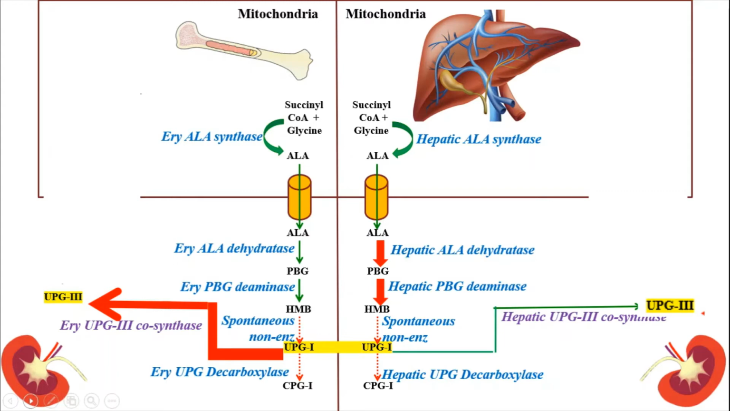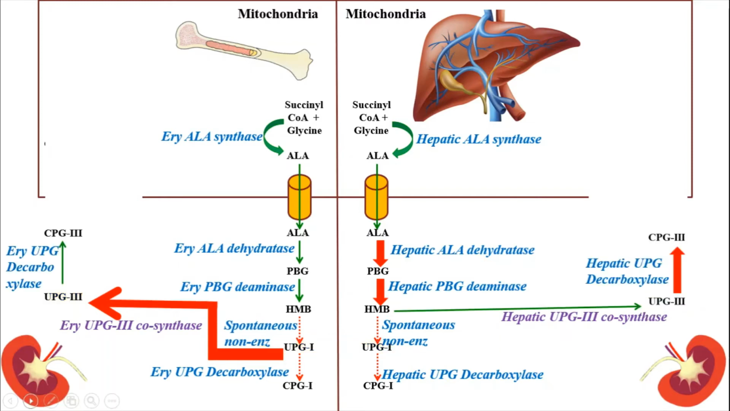So there is increased level of both UPG1 and CpG1 in blood, and finally they oxidize to form uroporphyrin and coproporphyrin respectively. As all these compounds are accumulated tetrapyrroles, there is extensive photosensitivity complained by patients. As it is an erythropoietic variety of disease, the patient suffers from anemia. Hepatic UPG3 co-synthase is absolutely normal, so no hepatic manifestations are there.